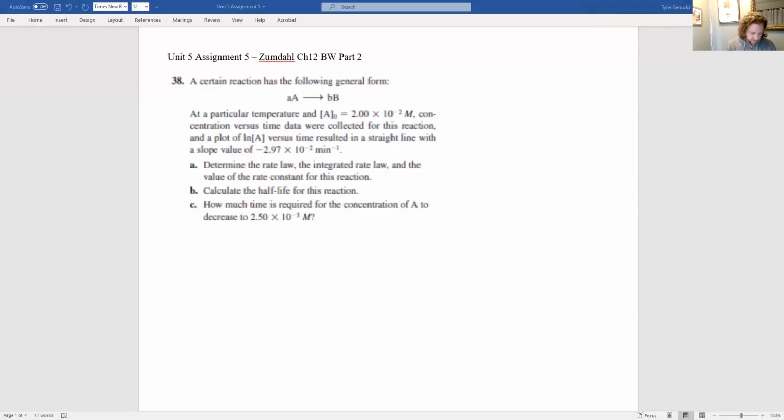So number 38, we're going to go ahead and read through and look for some keys as far as what kind of equation we're going to be using. We have A sub naught, which is an initial value. That little zero next to the brackets means initial, at time 0. And so we have some concentration, okay. And the plot of natural log versus time is a straight line. So right away, this tells me first order.